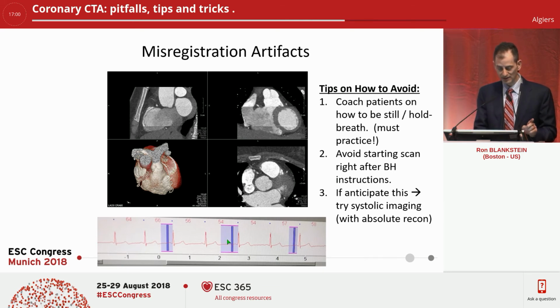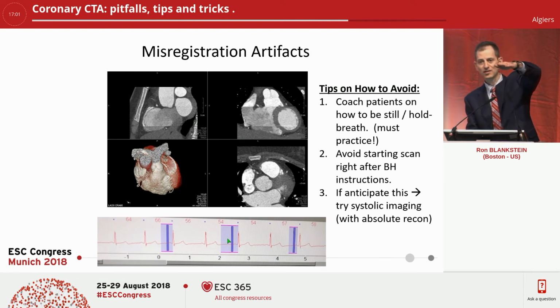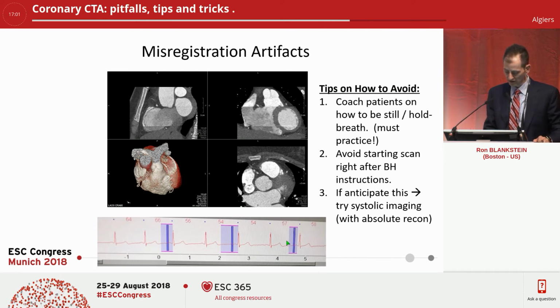And the trick is that when patients hold their breath, most patients, their heart rate goes down and then it stays down. And if you start imaging as soon as you tell them to hold their breath, the heart rate's still going down, and you started imaging before the heart rate stabilizes. Notice on the right side here, the heart rate is much more stable, 54 to 58.